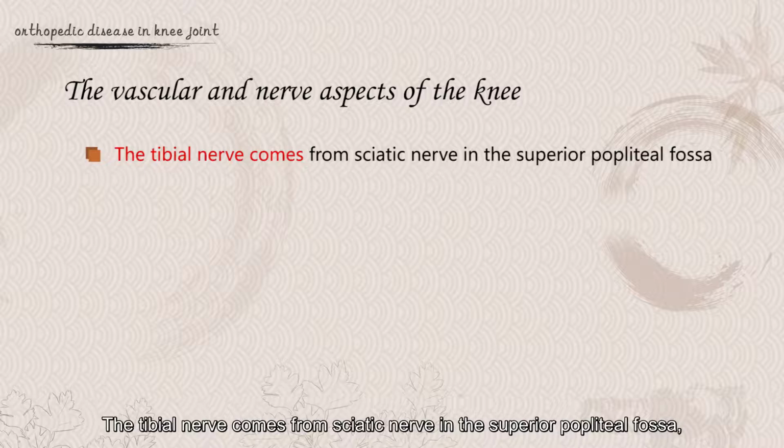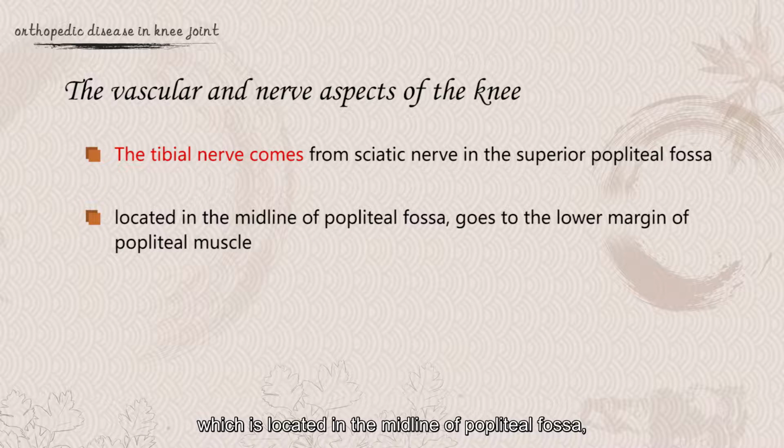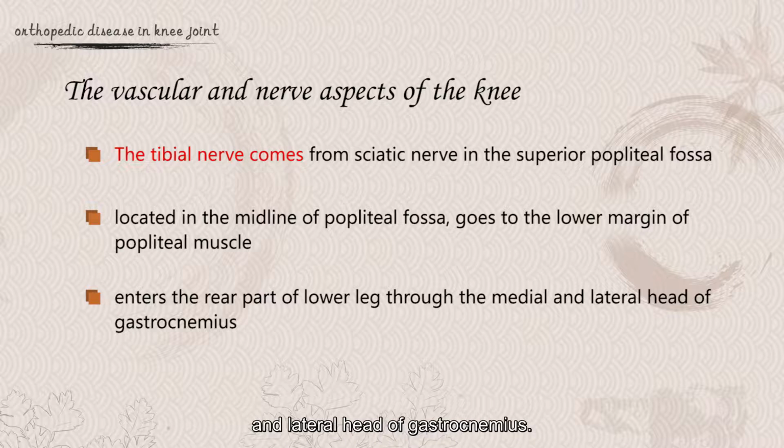The tibial nerve comes from the sciatic nerve in the superior popliteal fossa, which is located in the midline of the popliteal fossa, goes to the lower margin of the popliteus muscle, and enters the rear part of the lower leg through the medial and lateral heads of the gastrocnemius.